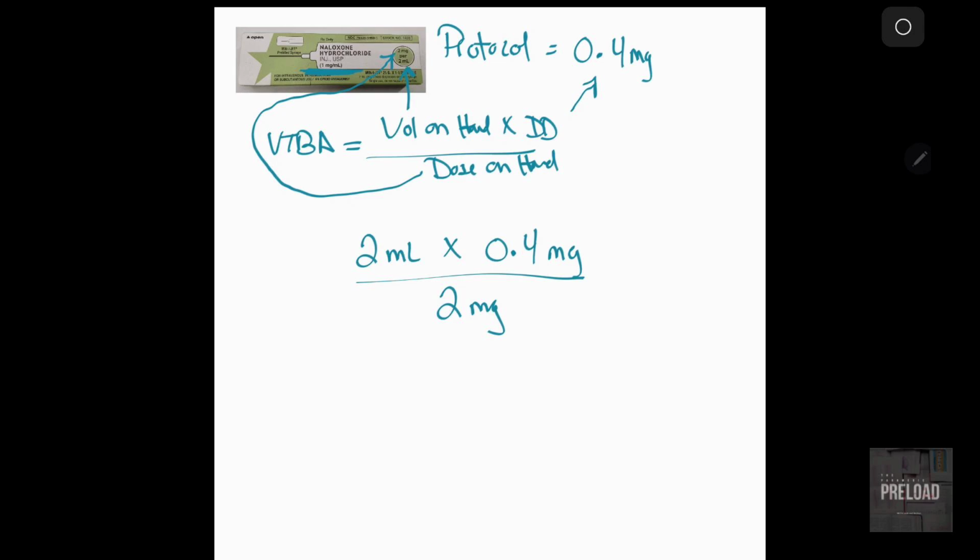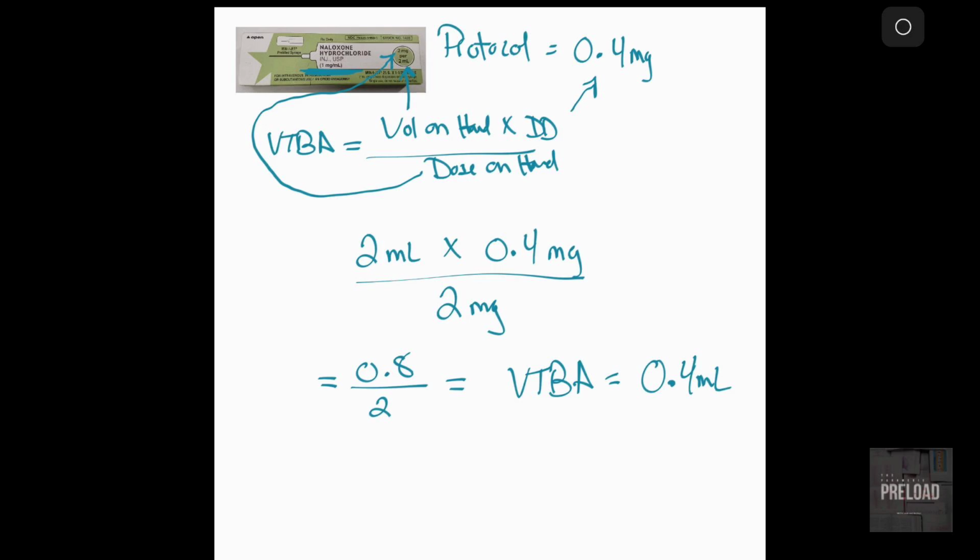Now, all we have to do from here is we just plug this into our formula. If you do the 2 times 0.4, that is going to equal 0.8, and we're going to divide that by 2. And that equals, how much should we give? Well, volume to be administered should equal 0.4 mLs. So if I give 0.4 mLs of Narcan, I have given my protocol dose of 0.4 milligrams.